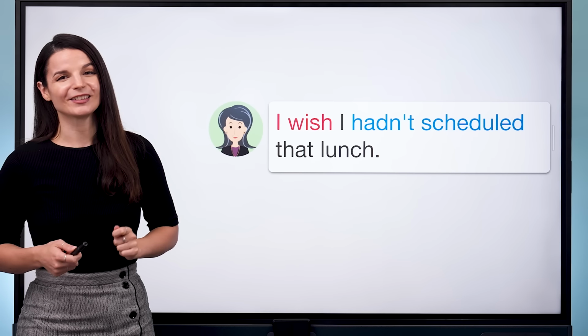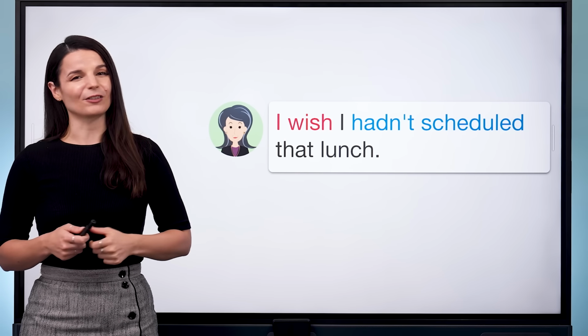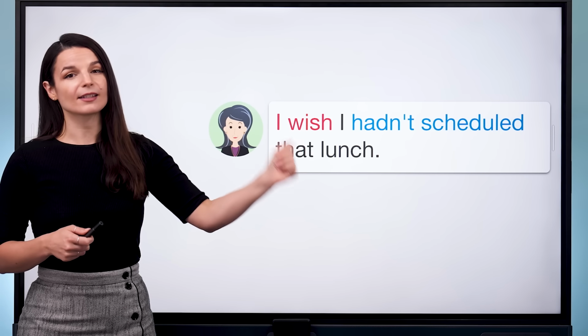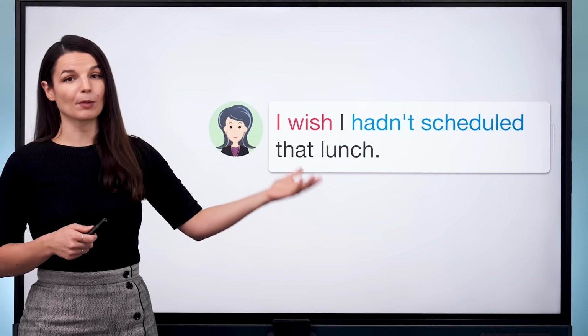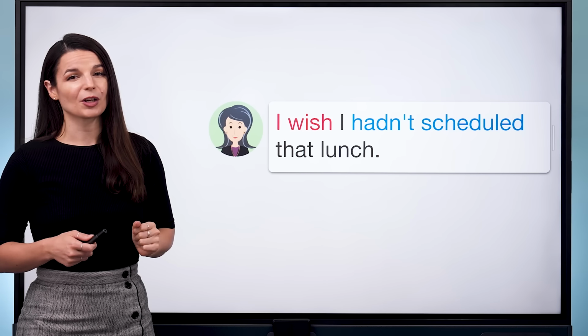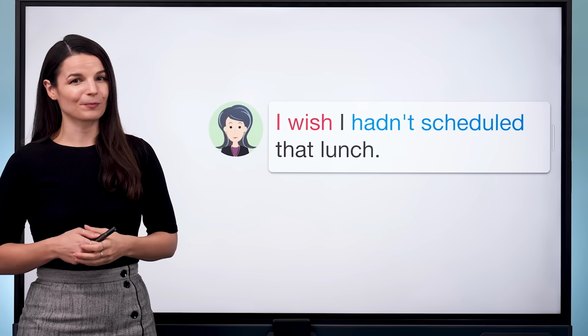Let's try one more. I wish I hadn't scheduled that lunch. Here, I wish is followed by hadn't scheduled, again using the past perfect. This sentence shows that the speaker regrets setting up the lunch, probably because of how it turned out.